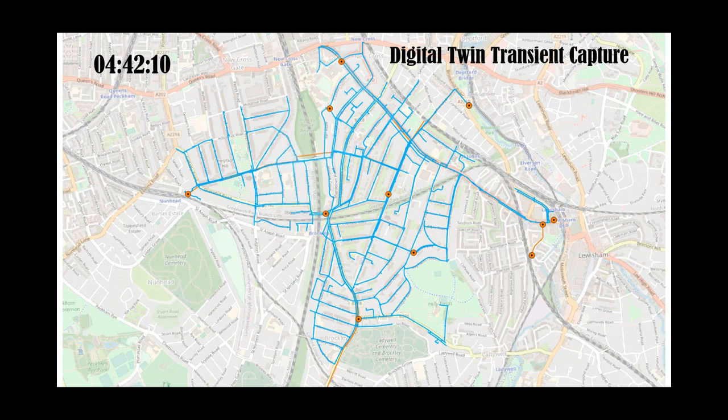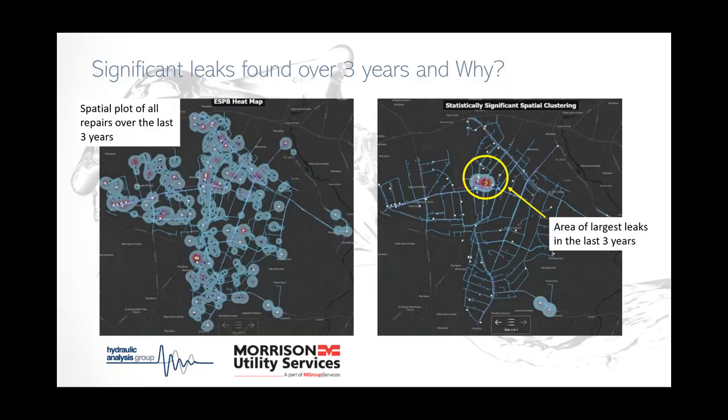There's a pressure transient that periodically happens every couple of months, and you can see the path it takes through the DMA. You can see where this pressure transient goes. We pick these up on the pressure loggers, and then we can model and track them. We can actually show every pipe that's affected by these pressure transients.